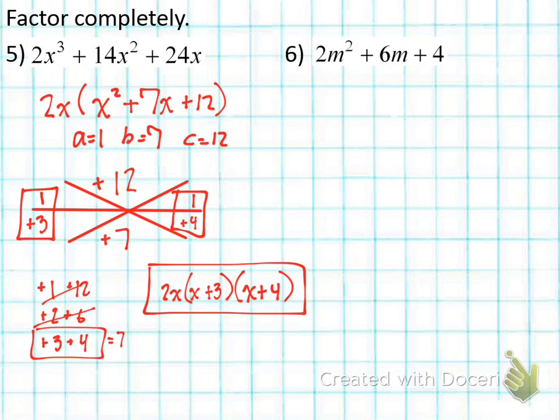Yes? How do you know which one to pick? On the list? Plus 12. You have to ask yourself which ones of those add up to be B, which is here. You need to pick the combination that adds up to 7. So what's 1 plus 12? 13, right? 2 plus 6? 8. Does that work? No. 3 plus 4? 7. That one's the one. Does that make sense? Okay. That's why we do the list.